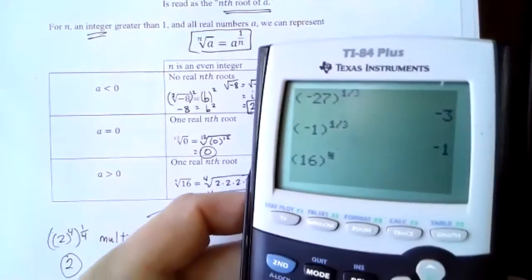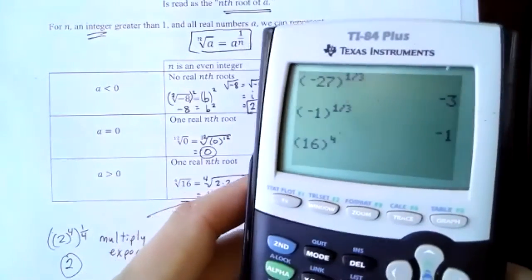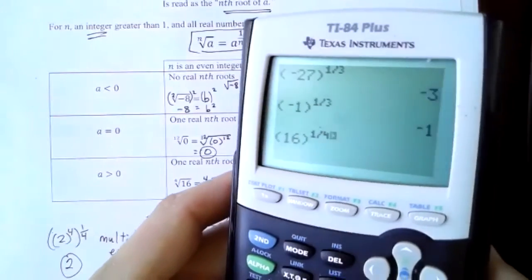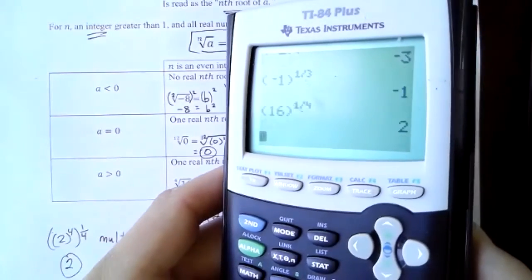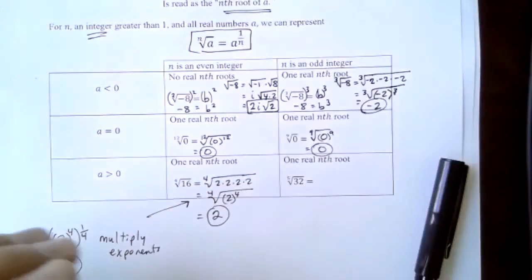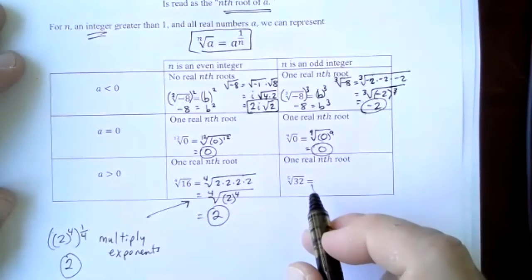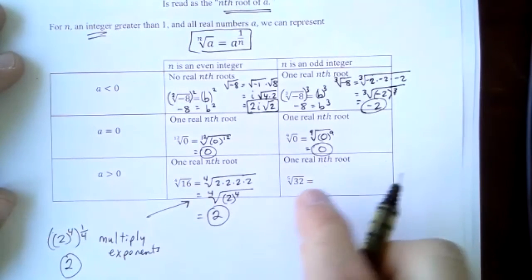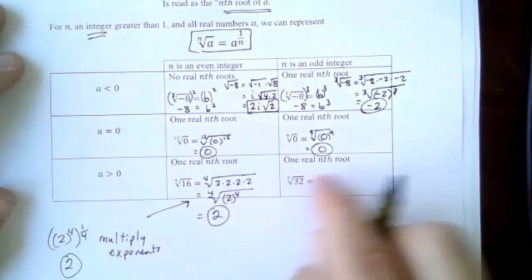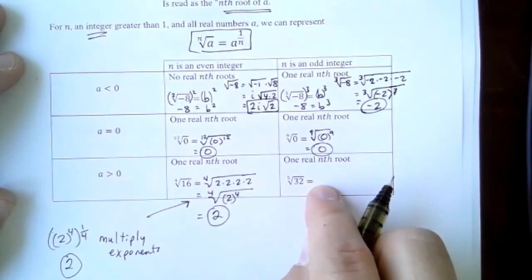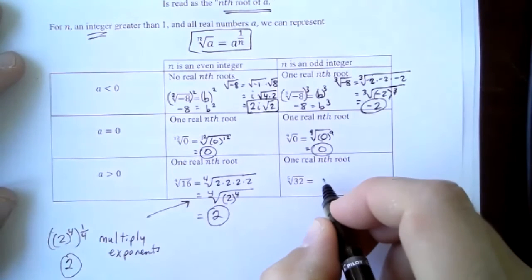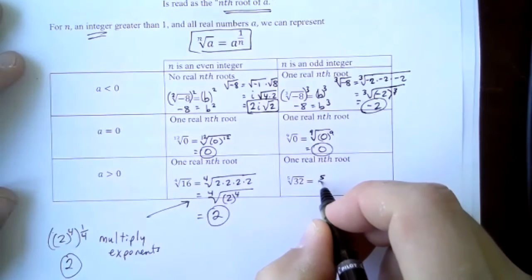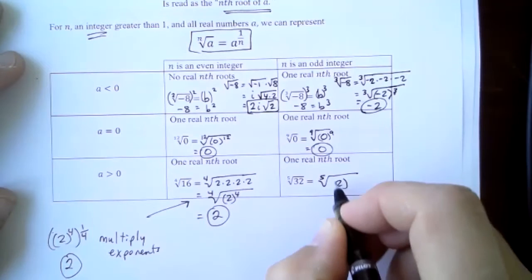Okay, and now the 4th root, not 16 to the 4th power, it's 16 to the 1/4 power, okay? And that equals 2, okay? Let's look at this last one here. So we had one real nth root here. We're going to have one real nth root here, okay? Same situation here, same exact situation actually.